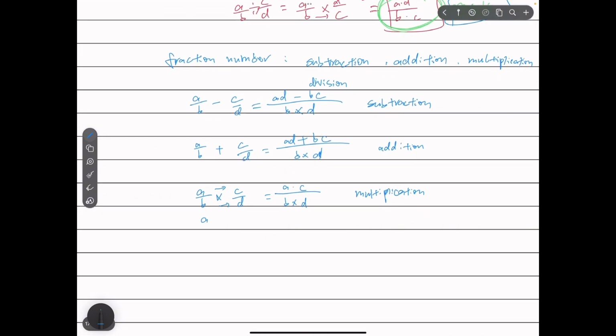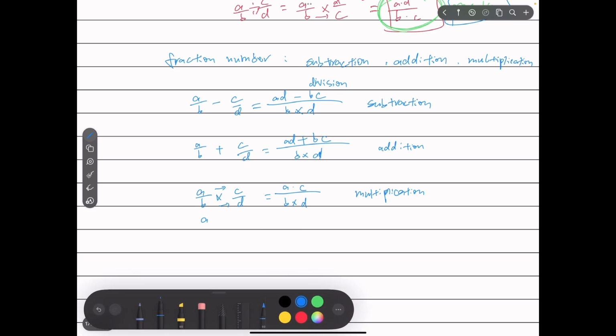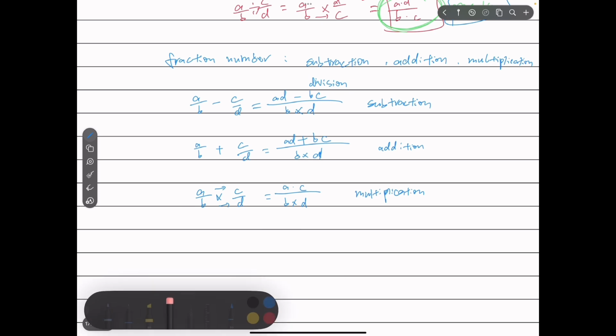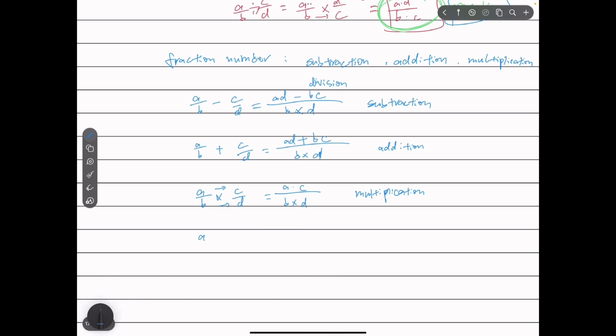And for division, let's say A over B divided by C over D. We need to change the sign, flip the number to D over C, and after that we do the multiplication. So that would be B times C, A times D. That's for the division.